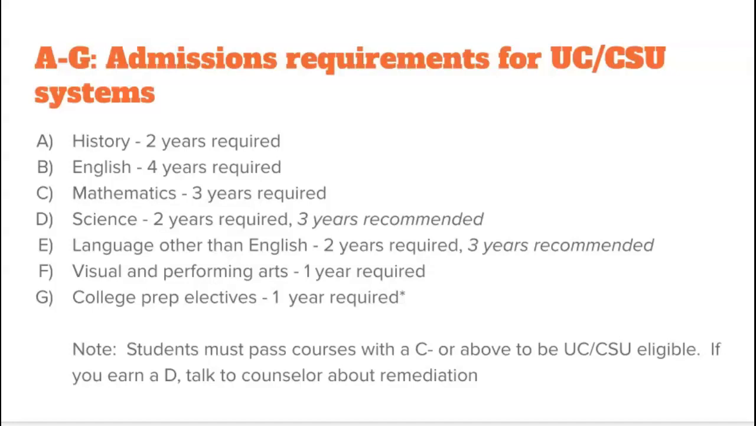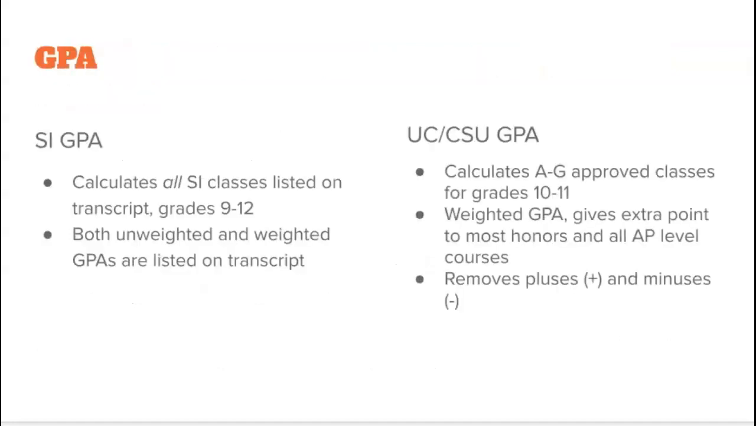Another thing to note here is students must pass the courses with a C- or above to be eligible for the UC CSU systems. So while students do earn credits to graduate with a D, it is important if you do earn a D that you talk to your counselor about remediation, so we ensure that you're eligible for our UC and CSU schools. Next, I want to talk about the GPA.